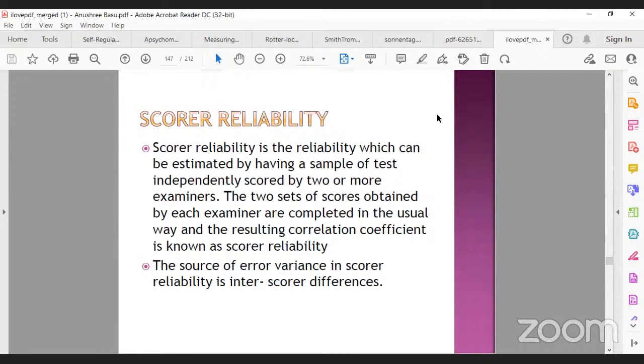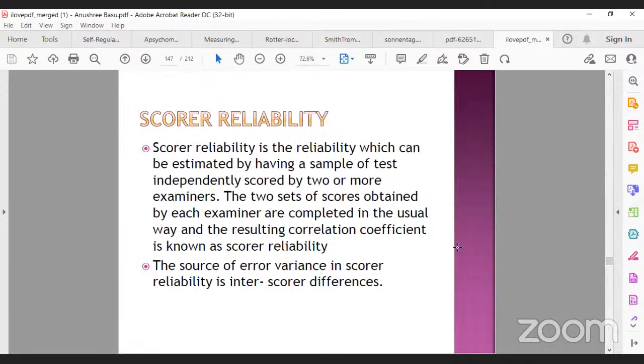In order to remove the subjectivity in the scores due to scorers, scorer reliability is estimated by having a sample of tests independently scored by 2 or more examiners. So if you are making a test, you would give it to 2 or more scorers. Then the two sets of scores obtained by each examiner are compared in the usual way, and the resulting correlation coefficient is known as scorer reliability. The source of error variance in scorer's reliability is inter-scorer differences.